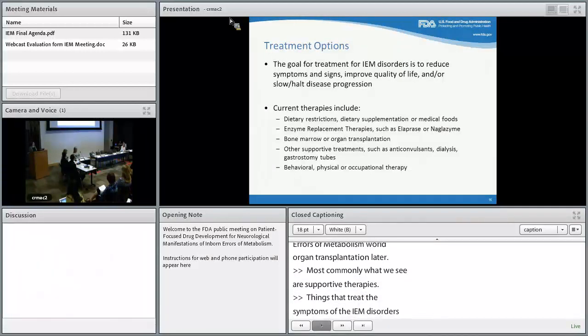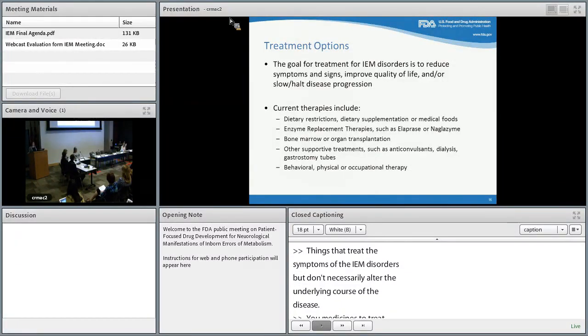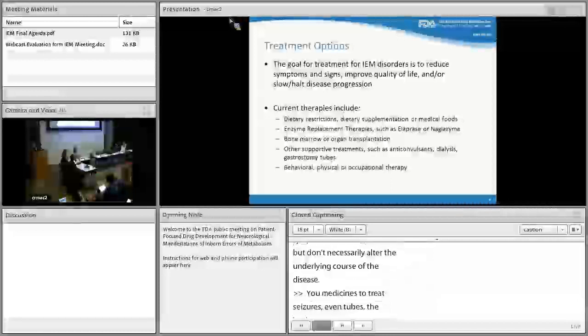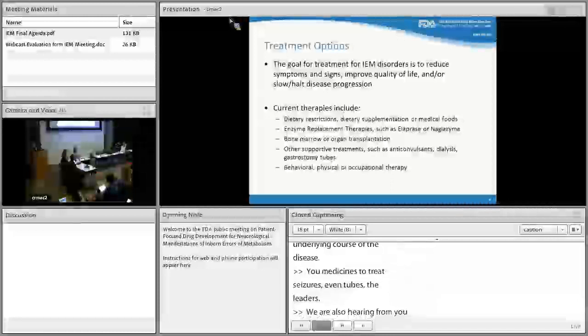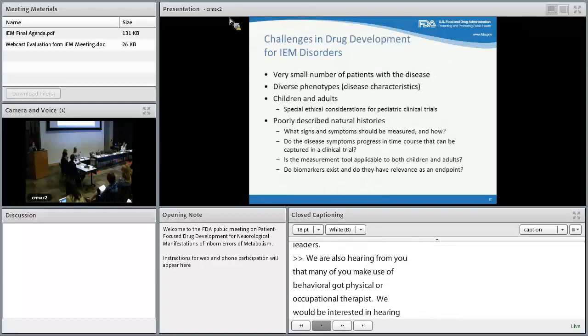Most commonly, though, what we see are supportive therapies, things that treat the symptoms of the IEM disorders but don't necessarily alter the underlying course of the disease: medicines to treat seizures, the use of feeding tubes, ventilators. And we are also hearing from you that many of you make use of behavioral, physical, or occupational therapies, so we would be interested in hearing a little bit more about those as well today.